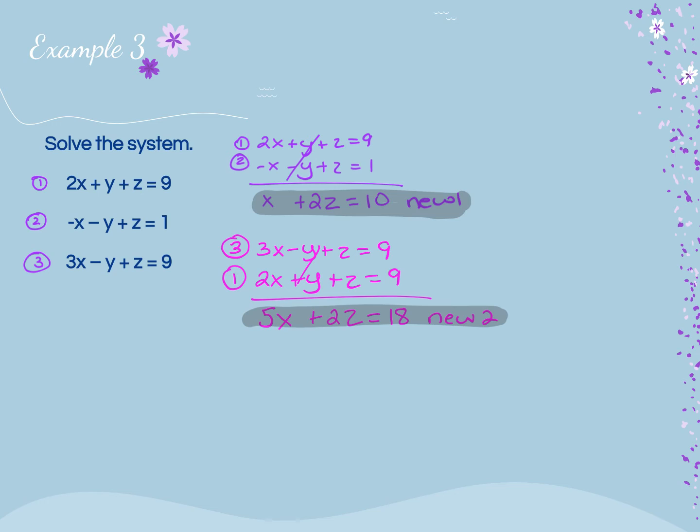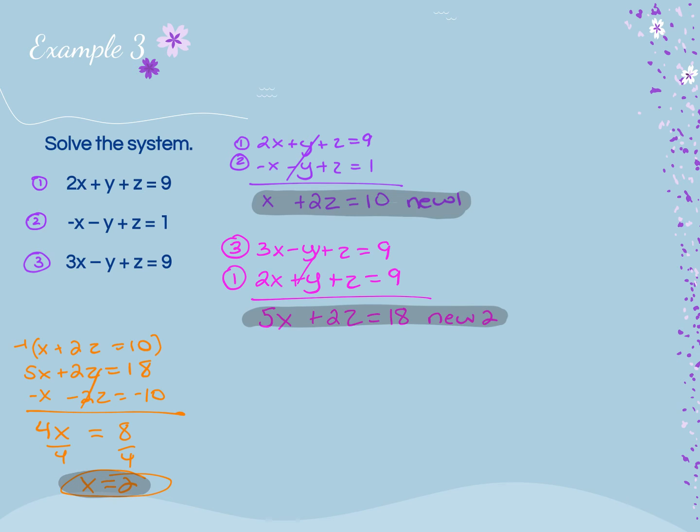Then you have to pair new 1 and new 2 together. And we want to cancel out one of those variables. You've got options. What's one? Z. I can cancel out the z, so I could just multiply everything maybe in the top or the bottom by a negative 1. Negative x minus 2z equals negative 10. And I get 4x equals 8, divided by 4, and x is 2. And that's my first variable.